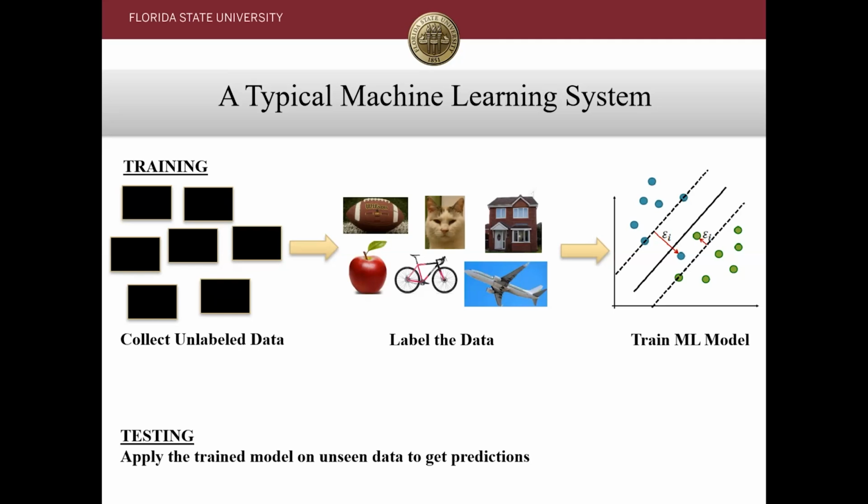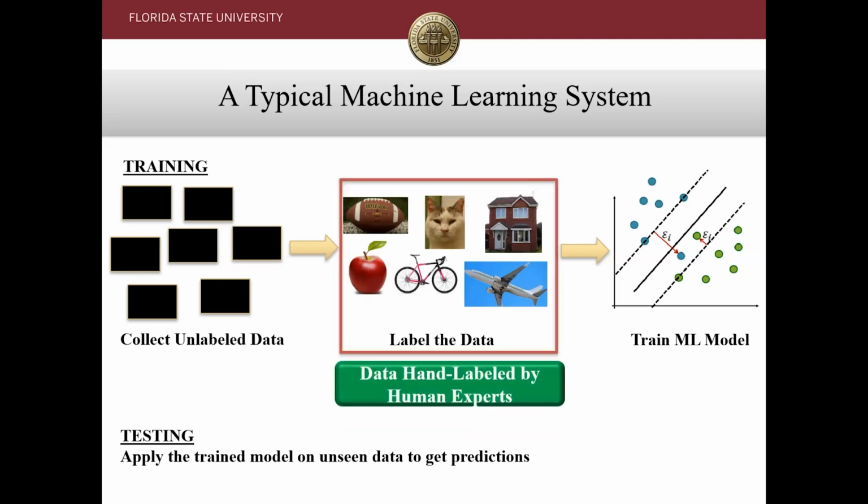But during the training step, the second phase is extremely crucial, because the data is typically hand labeled by human experts, and human labor is very expensive. So today we are talking about deep learning, different kinds of deep neural networks, but deep neural networks are extremely data hungry. You need a lot of labeled samples to train them. And getting annotated data is extremely challenging.